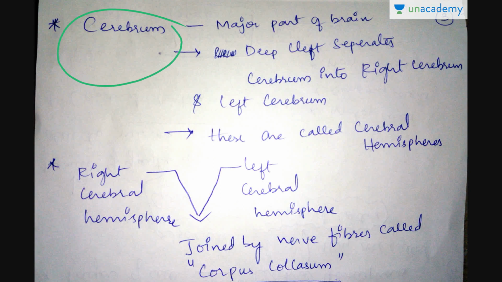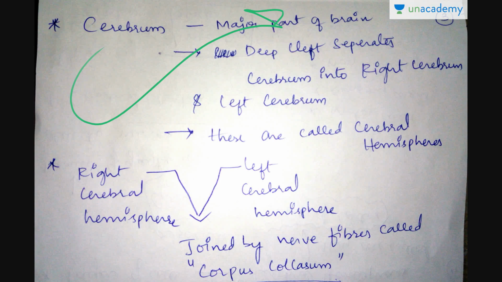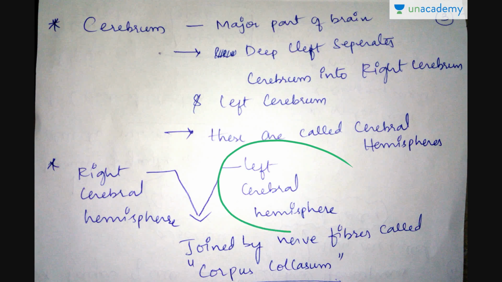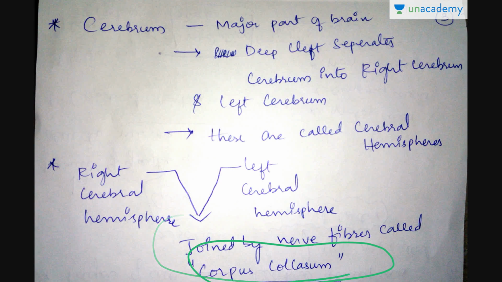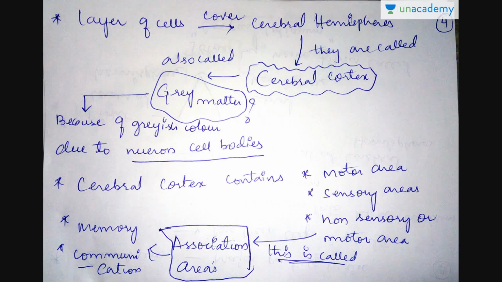Coming to the cerebrum, this is a major part of the brain. A deep cleft separates the cerebrum into two parts: right cerebrum or right cerebral hemisphere and left cerebrum or left cerebral hemisphere. So this right cerebral hemisphere and left cerebral hemisphere are joined by nerve fibers called corpus callosum. Cerebral hemispheres are covered by a layer of cells called cerebral cortex or grey matter.